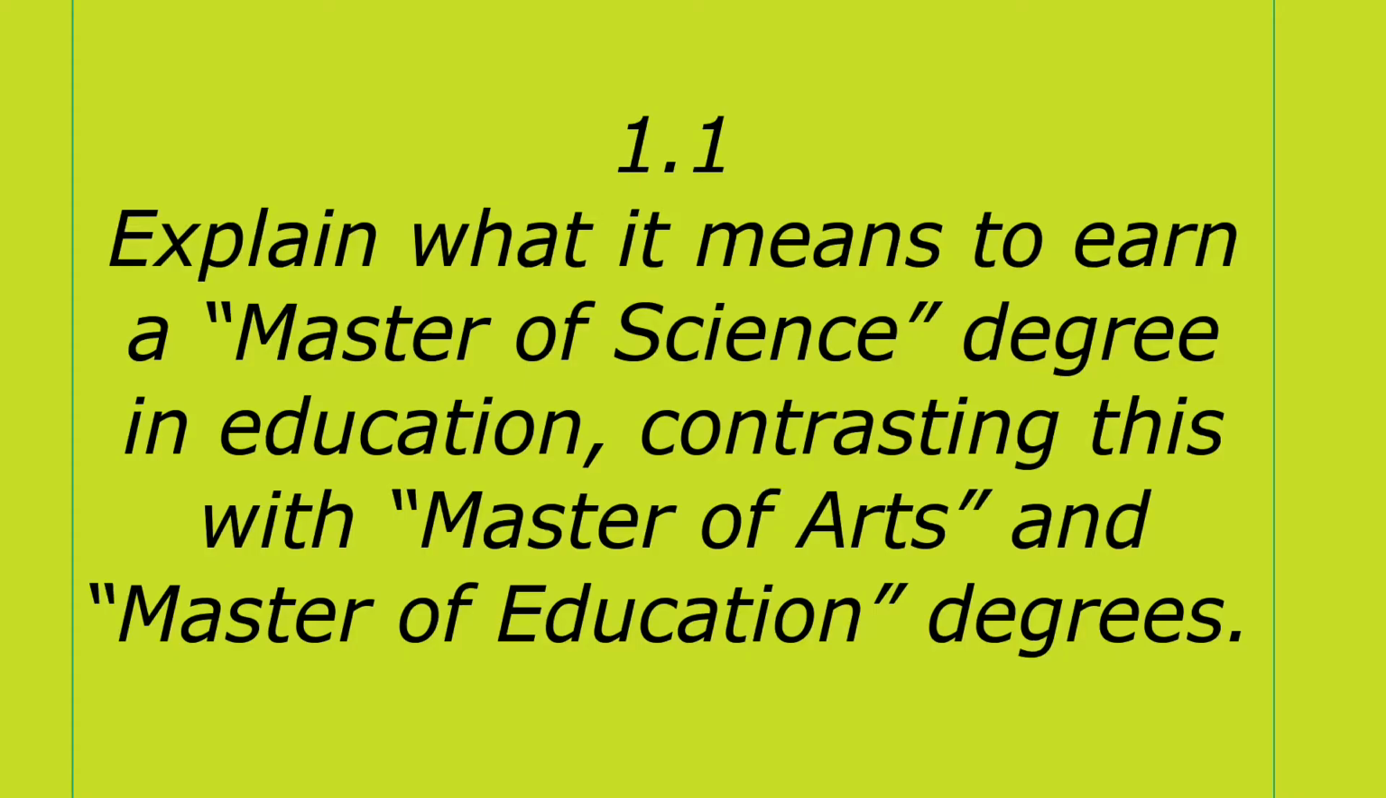So the first objective for the course involves you explaining what is meant by a Master of Science degree, and that's the degree type that you are currently earning. Now, first of all, I want to say this about course objective 1.1, and that is that it's in italicized font, which means that I'm not going to be asking you to actually explain what it means to get a Master of Science to me.